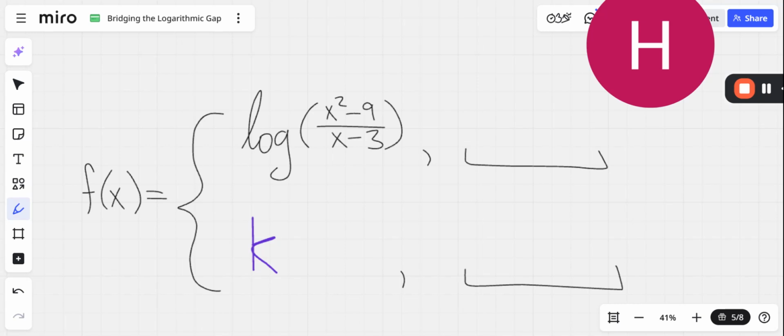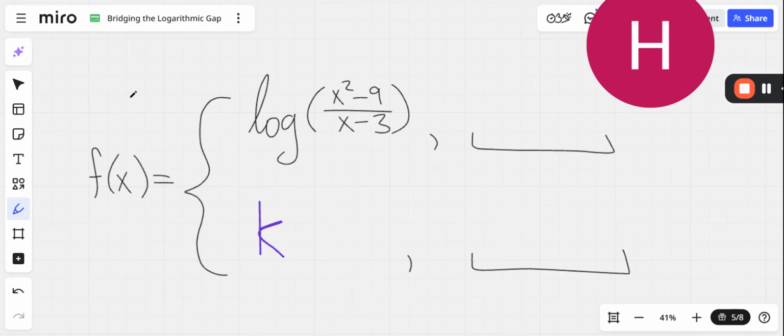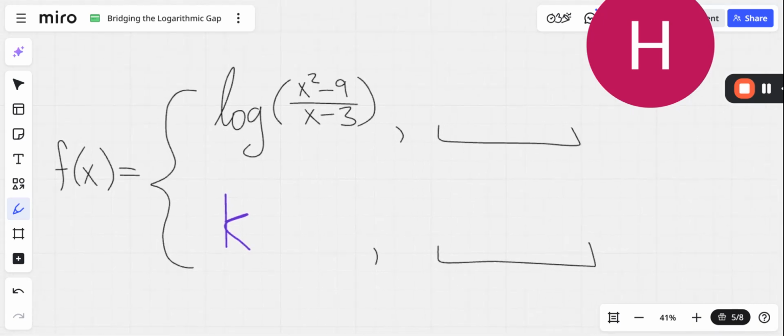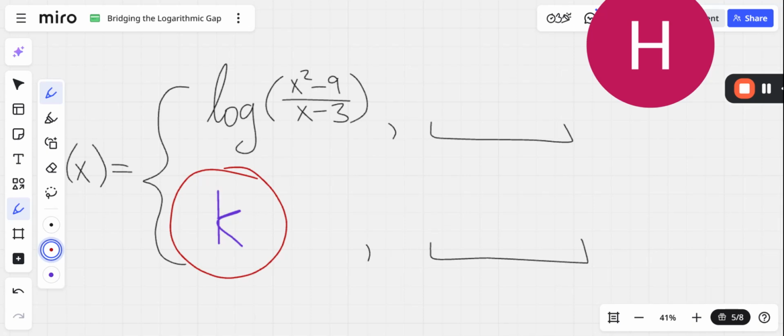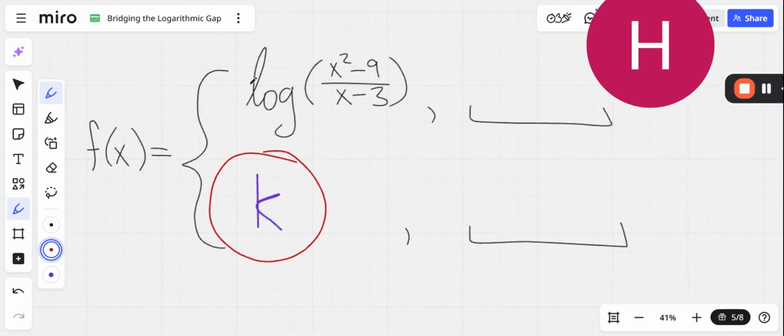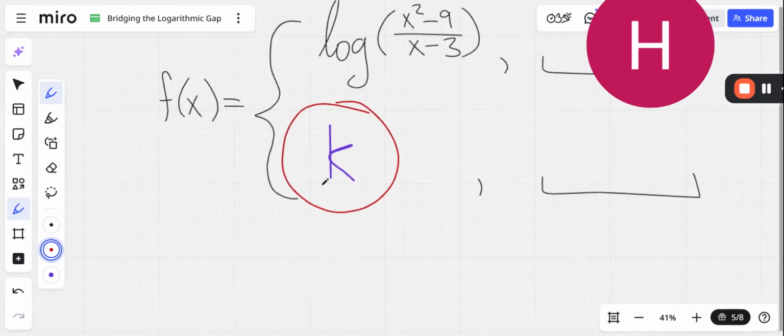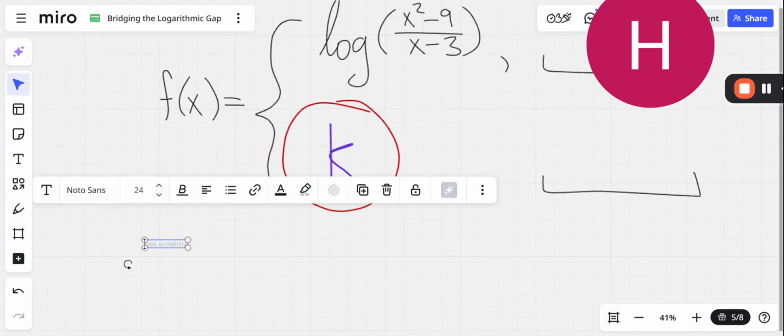So what are some of the goals in this problem? Well, we want to figure out where this piecewise function should be defined, or rather where the pieces of this piecewise function should be defined. And finally, what this k value should be so that this function f of x is continuous.